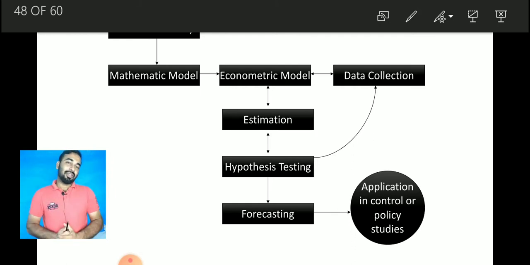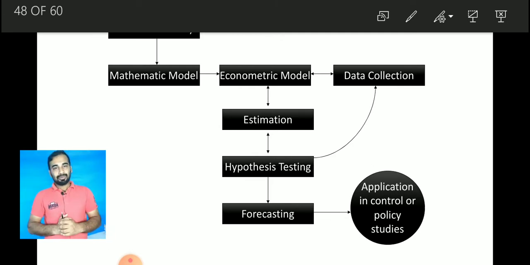So, in the last video, we discussed the various stages of an econometric experiment or econometric investigation, starting from specification of an economic model to uses of this model and the results from this experiment for policy analysis. Okay, so that is what we discussed in the previous video.